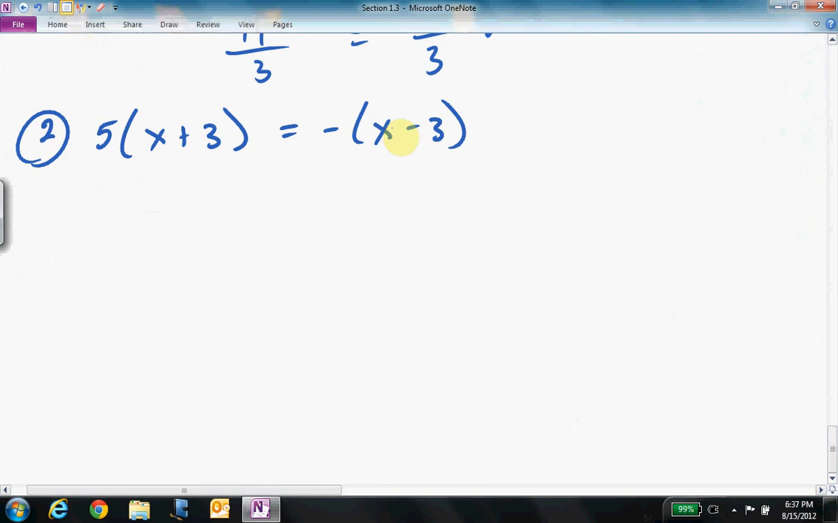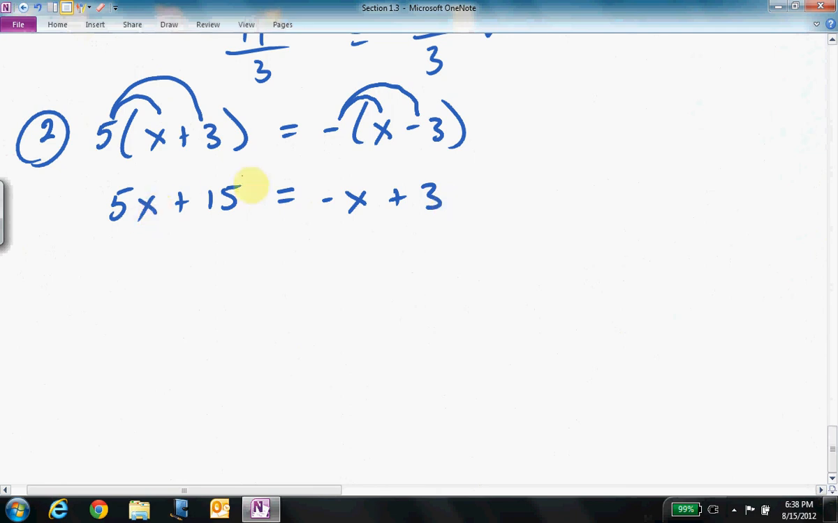All right. So, same thing as above. We want to start with distribution in this case. Whenever you have a negative on the outside, it's just like having a negative 1. So I'm going to distribute the negative just as I would a negative 1 or a negative 2 or whatever number it is. And I'm here still going to distribute my 5. So 5 times x is going to give me 5x. 5 times 3 is 15. Negative times x, or the opposite of x, is negative x. The opposite of negative 3 is positive 3.